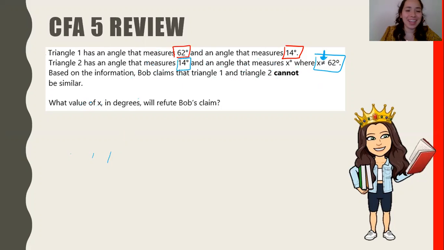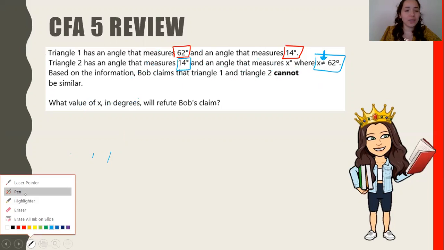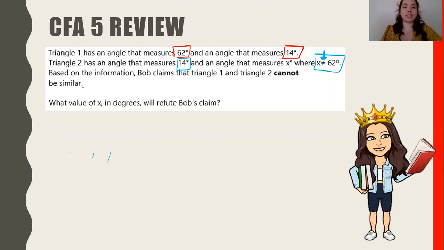All right, which values of X in degrees will refute Bob's claim? Okay. Does anyone have any idea how I can start this problem? What's one of the first things I can do? So my question was, what would you guys start doing? What would you do to help solve this problem? What's one of the first things you might do? I don't know. Okay, so I'll start with the first one.